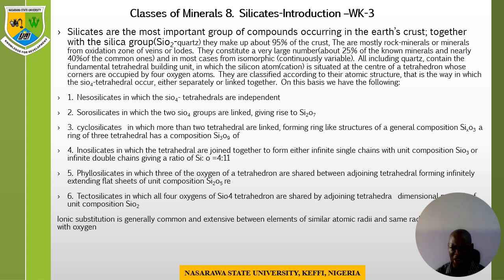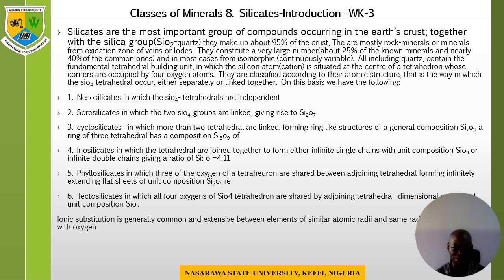And in most cases, with isomorphic, continuous variation, all including quartz, contain the fundamental tetrahedral building unit in which the silicon atom is situated at the center of the tetrahedron, whose corners are occupied by 4 oxygen atoms. They are classified according to atomic structure, that is, the way in which these silicon tetrahedra occur, separately or linked together. On this basis we have the following, about 6 of them.